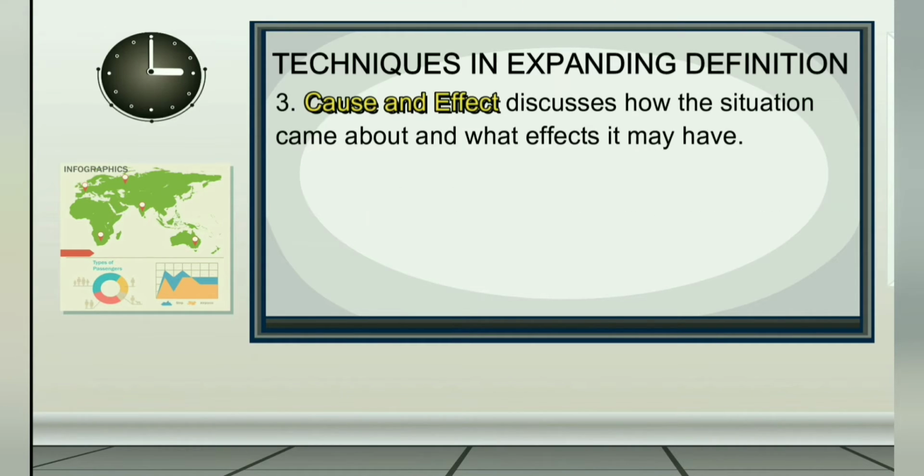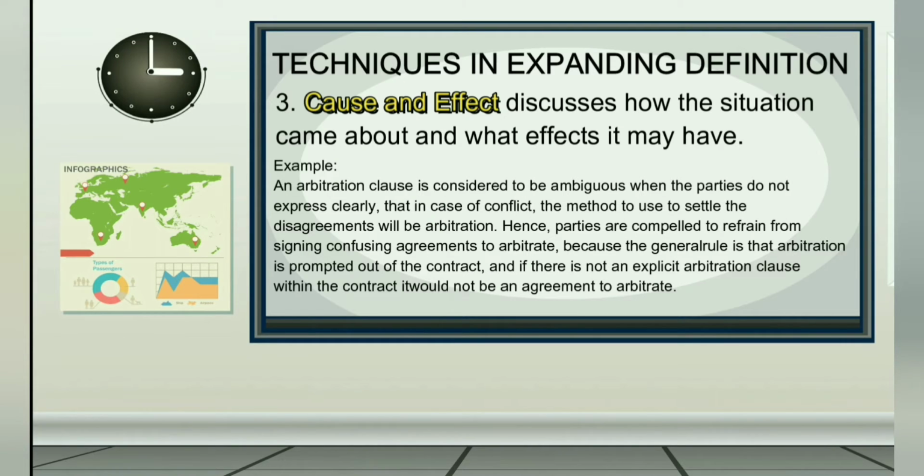3. Cause and effect discusses how the situation came about and what effects it may have. For example, an arbitration clause is considered to be ambiguous when the parties do not express clearly that in case of conflict, the method to use to settle the disagreements will be arbitration. Hence, parties are compelled to refrain from signing confusing agreements to arbitrate because the general rule is that arbitration is prompted out of the contract, and if there is not an explicit arbitration clause within the contract, it would not be an agreement to arbitrate.